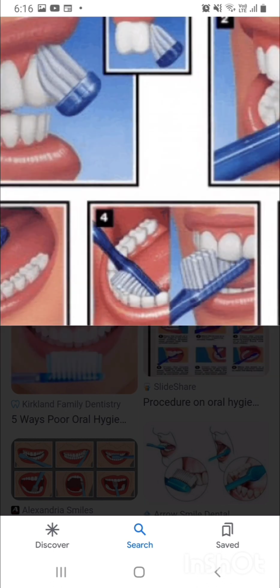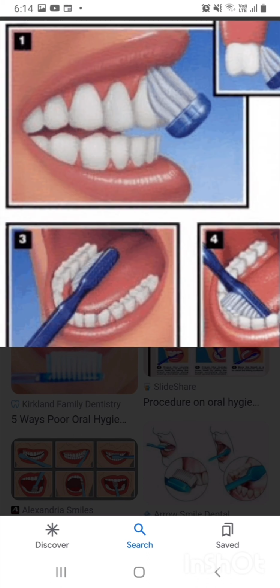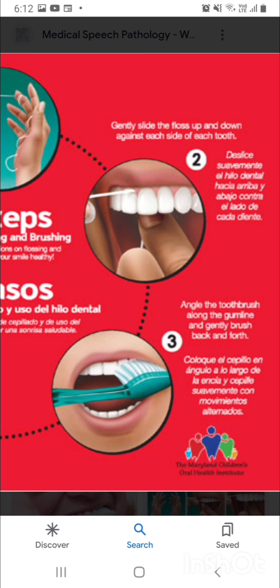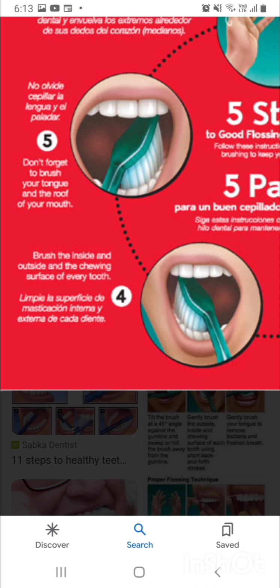So gingivitis is caused by bacteria, and the most common bacteria in this infection is Staphylococcus aureus. So that is the most common bacteria in gingivitis.